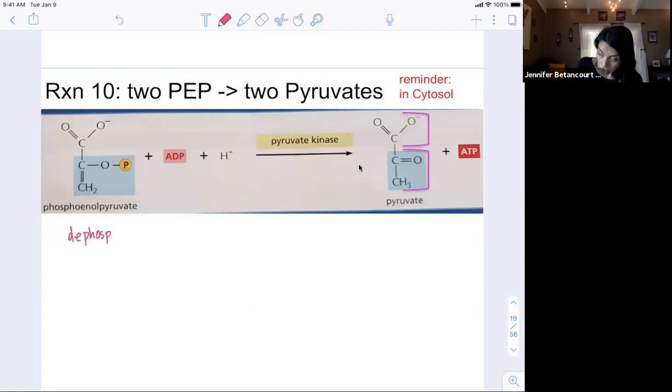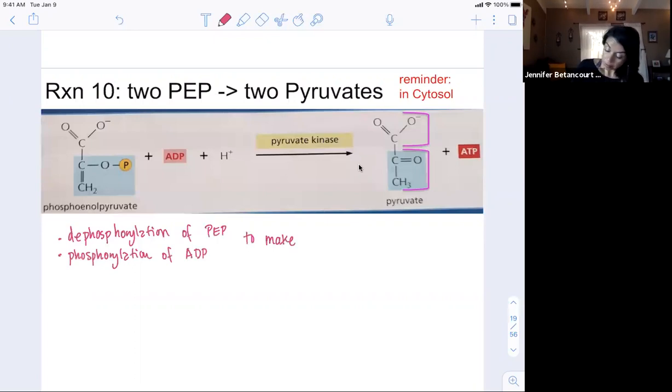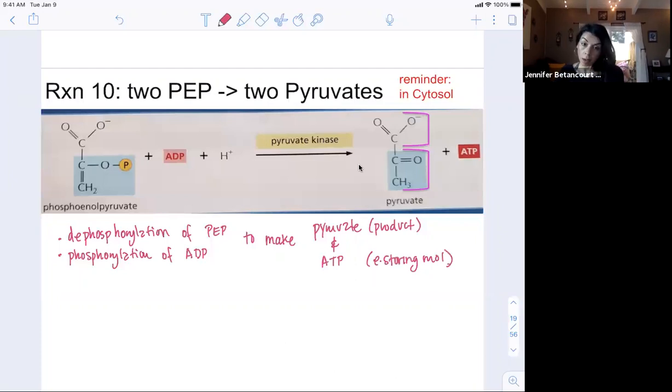You gotta get the phosphate group first, so we always present in chronological order. Phosphorylation of what? Of the substrate. Okay. And the phosphorylation, where is it putting that phosphate group? It's putting it onto ADP, to make pyruvate and a molecule of ATP. So this is the product, and this is an energy storing molecule. Okay. All right. And that's it.